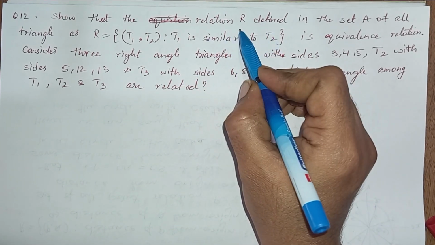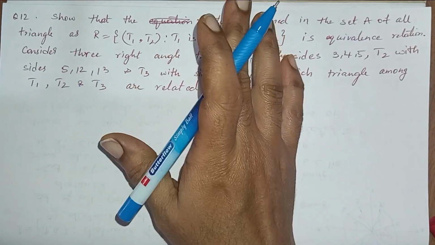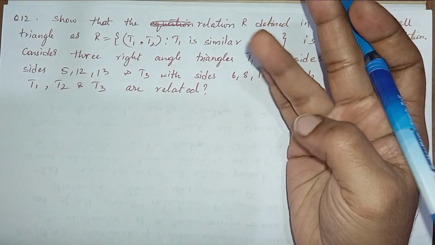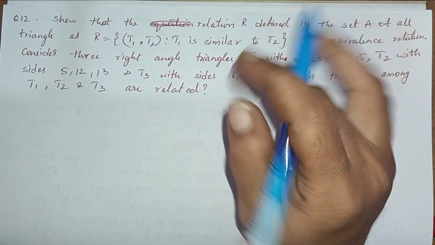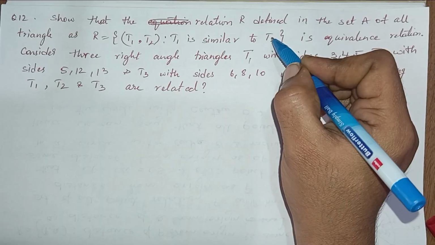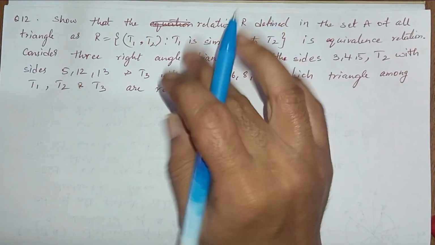So first, the relation R they have given is on the set A of all triangles. All triangles means we know so many triangles, that is equilateral triangles, isosceles triangles and scalene triangles. So they have told that triangle T1 is similar to triangle T2. See, similar means what? They are in the ratio.